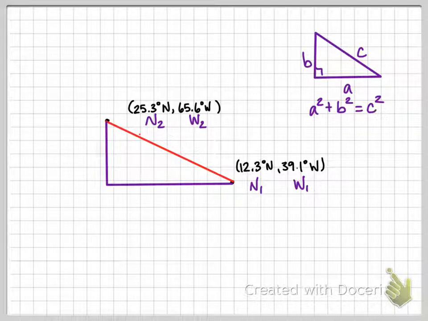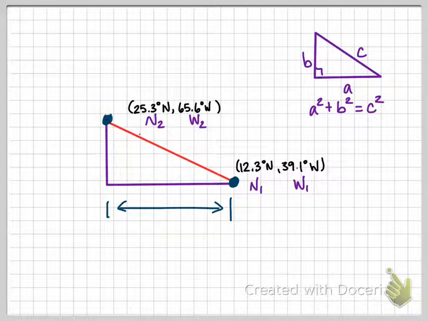Those distances are actually not that hard to find because we know our north and west coordinates. So we have this point here, and this point here. This distance here is our A. Our A is the change that we went in our west, how far it went. So A is W2 minus W1. It's the difference in our position.